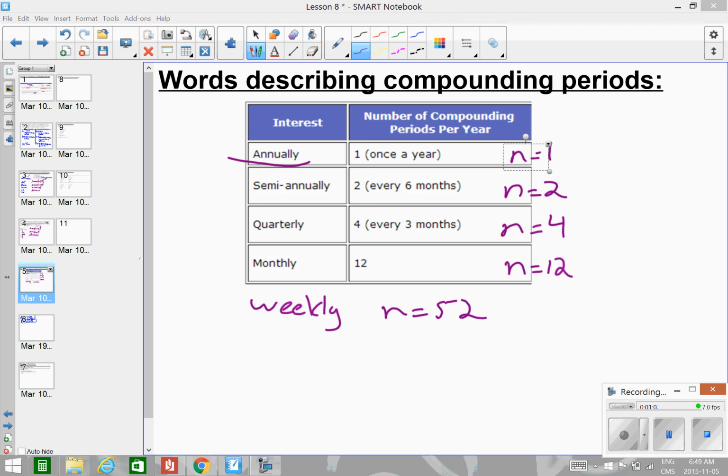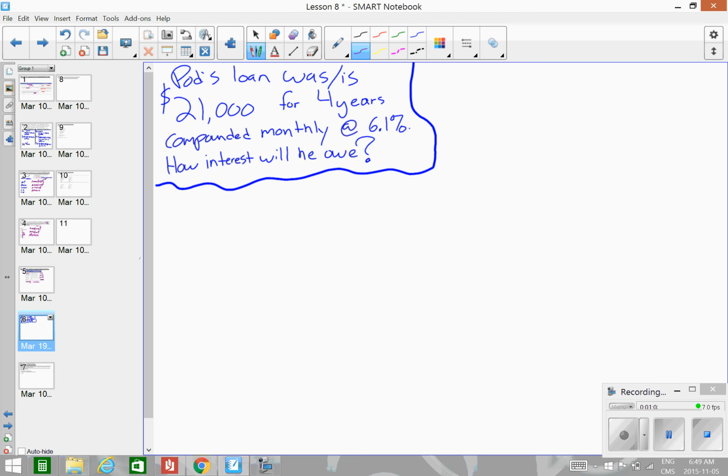All right, so let's look at a real world example. When I bought my truck, my loan was for $21,000 for 4 years, and is compounded monthly at 6.1%. I want to know how much interest I will owe.